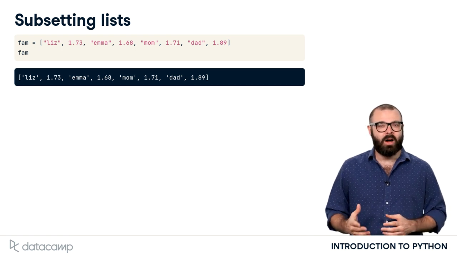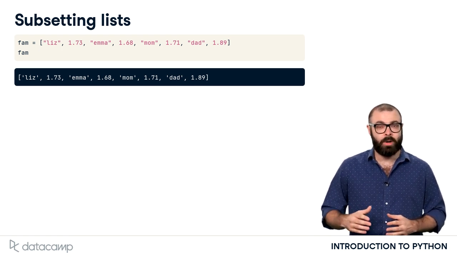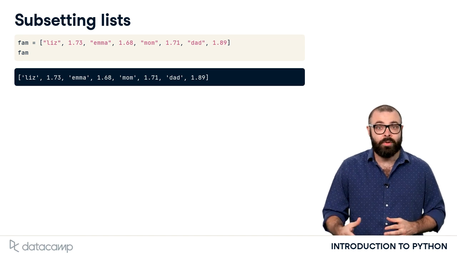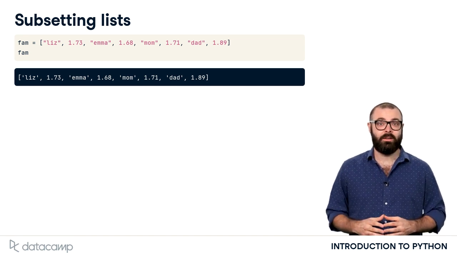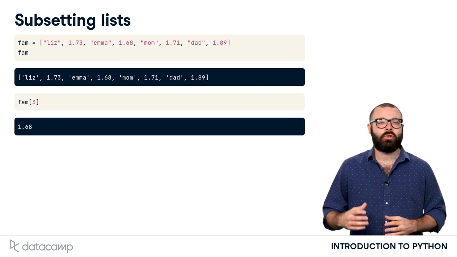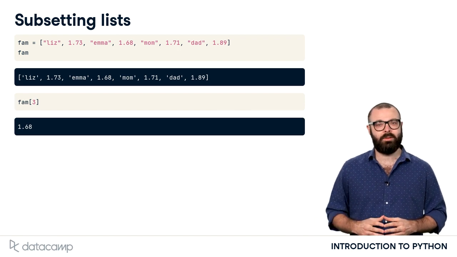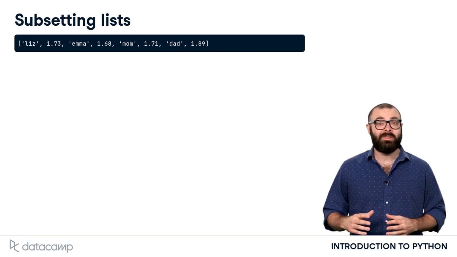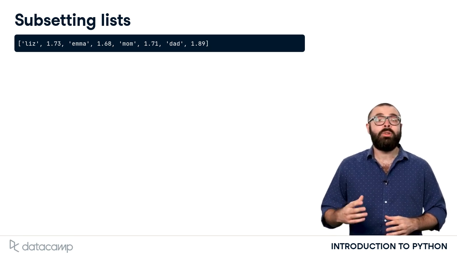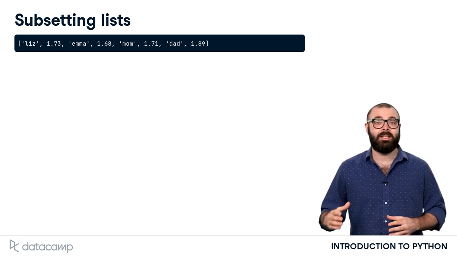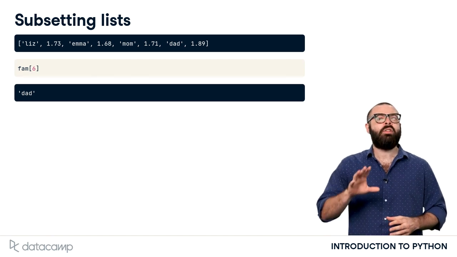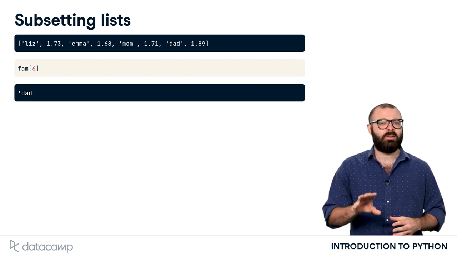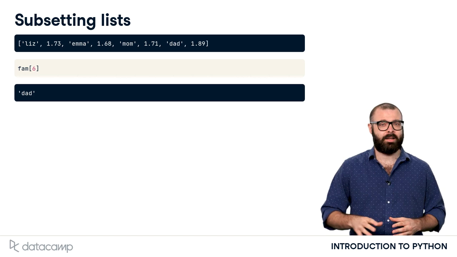Suppose that you want to select the height of Emma, the float 1.68. It's the fourth element, so it has index 3. To select it, you use 3 inside square brackets. Similarly, to select the string dad from the list, which is the 7th element in the list, you'll need to put the index 6 inside square brackets. Now, the fact that the index starts at 0 is called zero indexing.